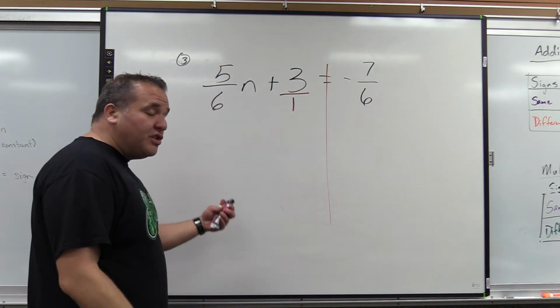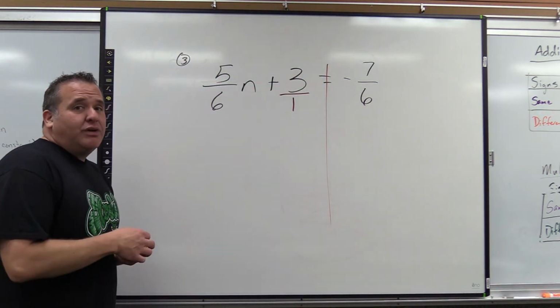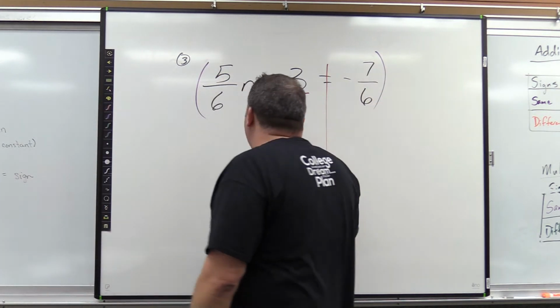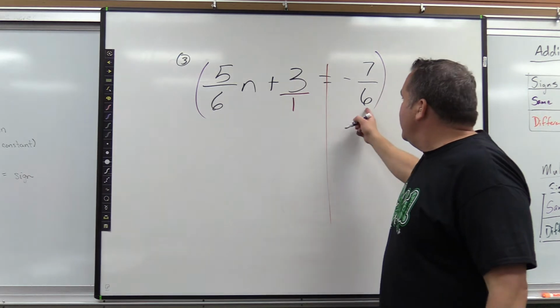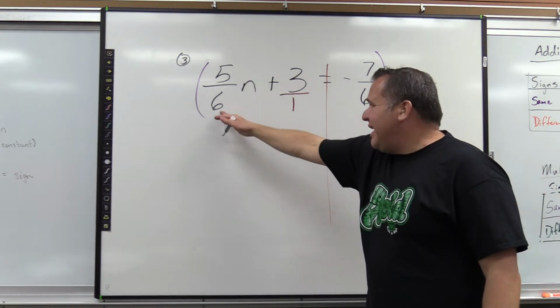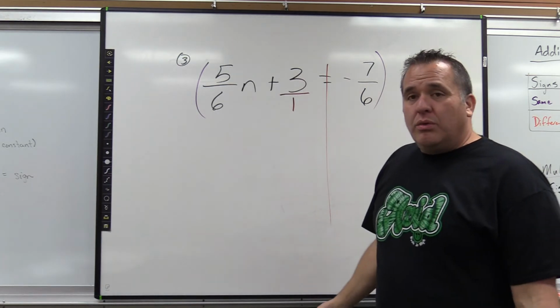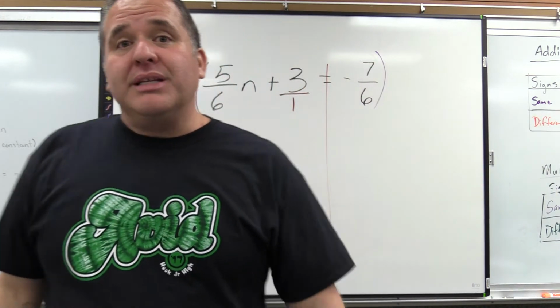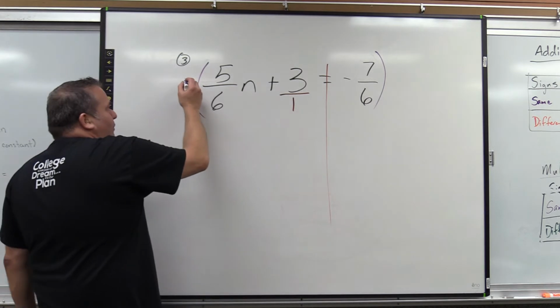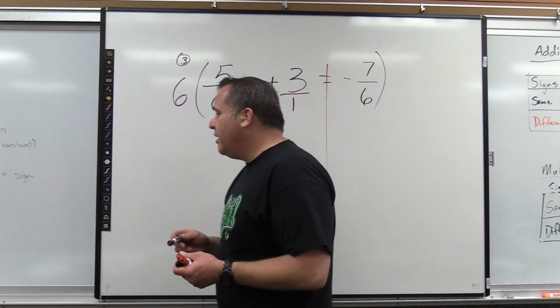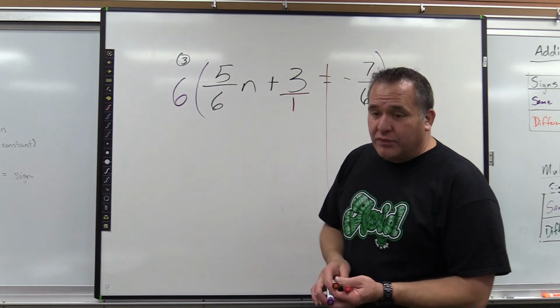Now, just like before, what we're going to do now is ask ourselves, what is a common denominator of 6, 1, and 6? Now, if you notice, you got 6 and 6, okay? And the 1 goes into anything. So our common denominator here is going to be 6. So I'm going to put a 6 right outside here like so. Now, let's go ahead and get rid of these fractions.